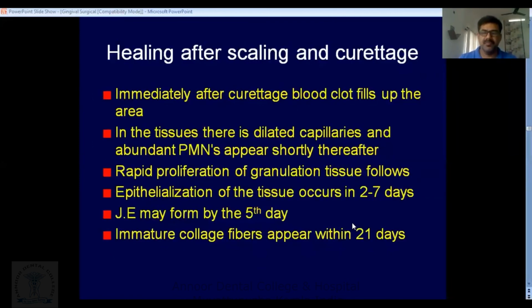So this is the first part of gingival surgical techniques, that is gingival curettage. So we'll stop with this, and I'll take gingivectomy as a separate class.